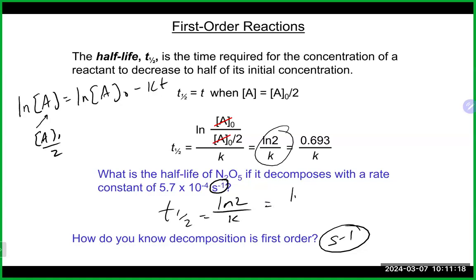Popping that in there, natural log of 2 divided by 5.7 times 10 to the minus 4 reciprocal seconds will get us about 1,216 seconds. Or if you want to do sig figs, about 1,200 seconds. So basically every 1,200 seconds in this reaction, we're going to lose half of the concentration that we started with. Question on that one?